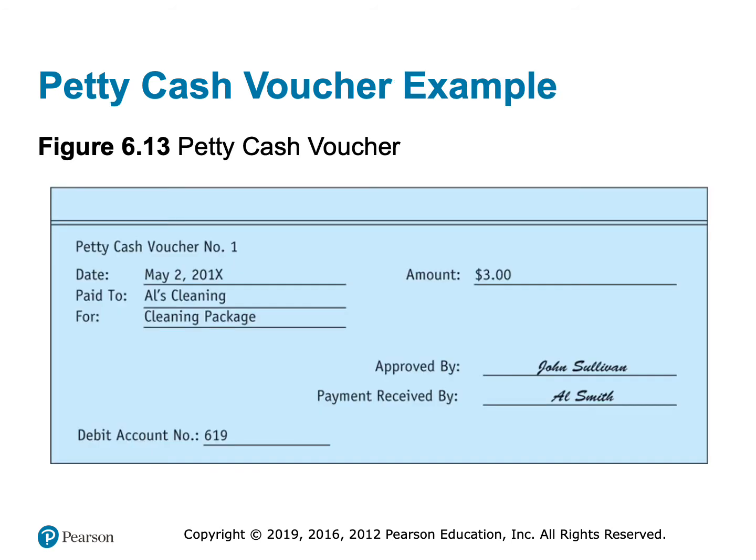Because here's an example petty cash voucher. So we gave $3 to Al's Cleaning for a cleaning package, and we've got that numbered 619, and so we know exactly what it's for.